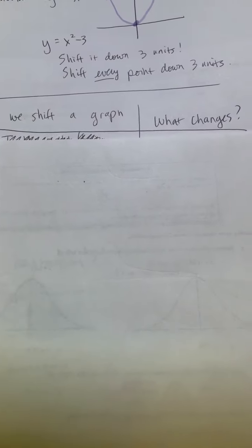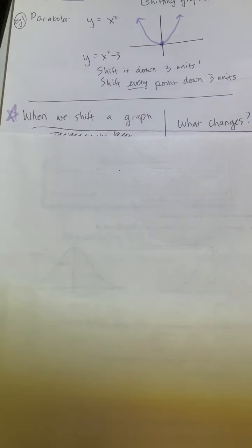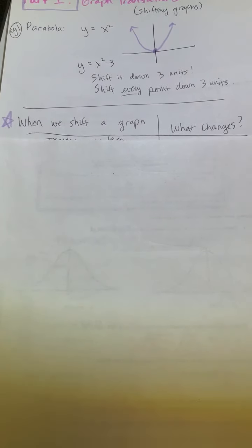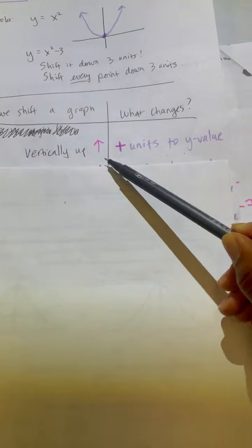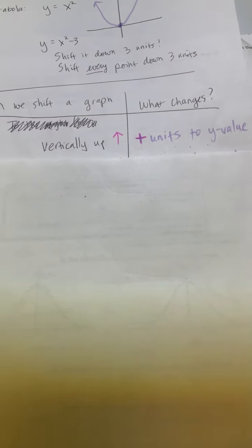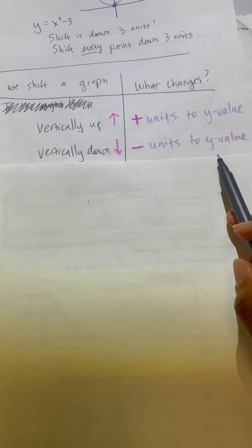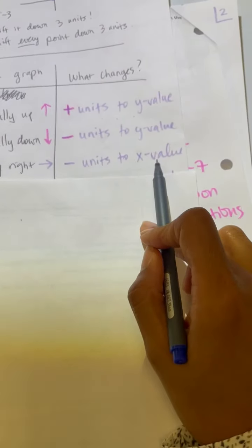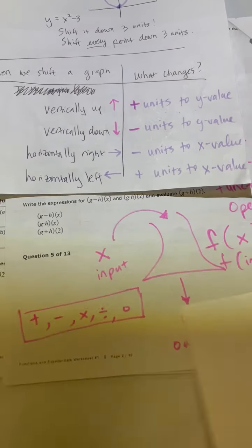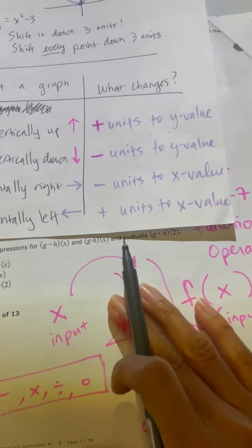When we shift the graph, what changes, right? So here's just a summary. The summary is this. If you move vertically up, then you add units to the y value, right? If you move down, then you subtract units. However, if you move to the right, you're going to subtract units from the x value. And then if you move to the left, you add units to the x value.